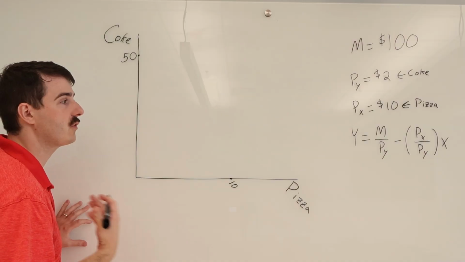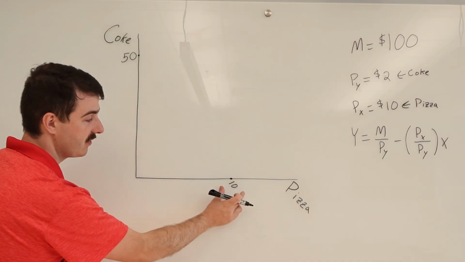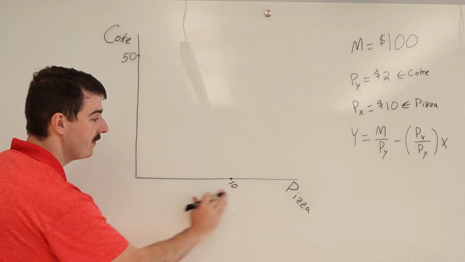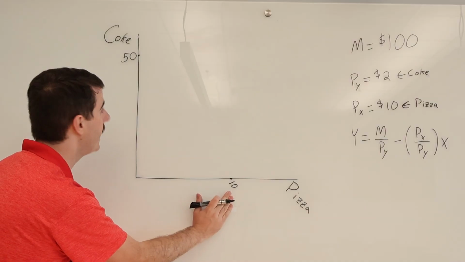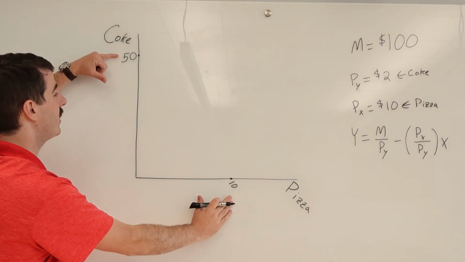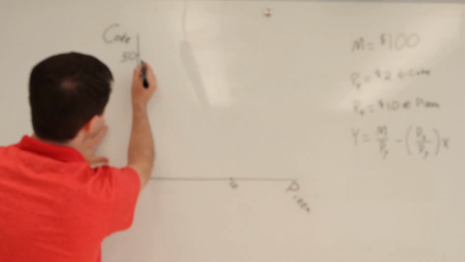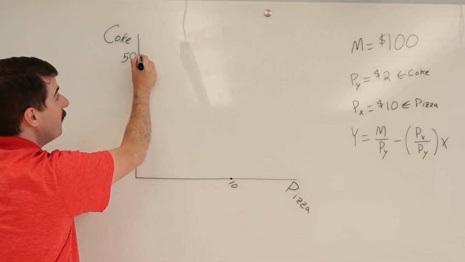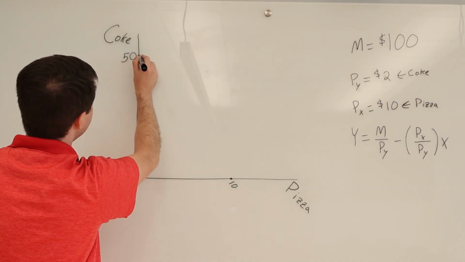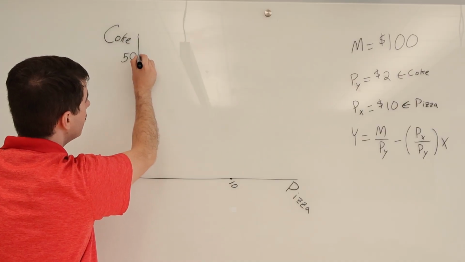So then, where is our budget line going to be? This is, of course, our x-intercept. If all we buy is pizza, this is how much we can buy. If all we buy is Coke, this is how much we can buy. Our budget line, or our budget constraint then, will be the line that connects these 2 points.